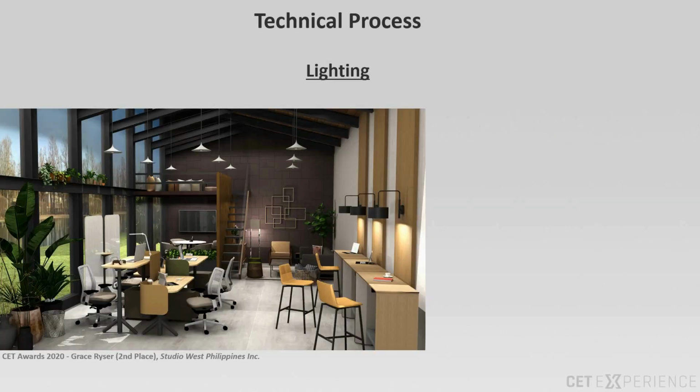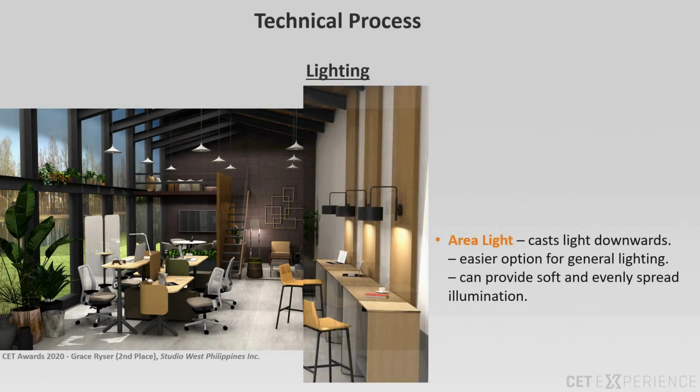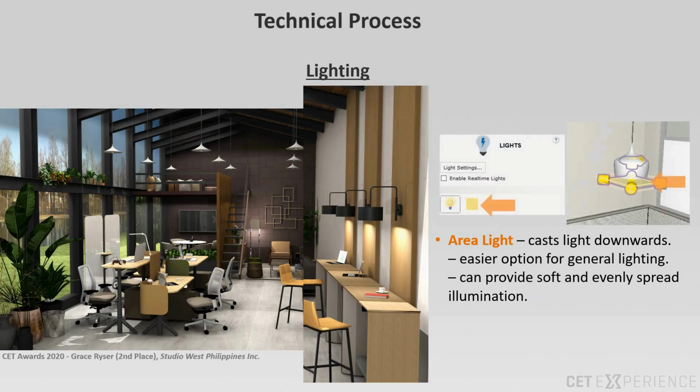Next is area lights. This projects light downwards and is an easy option for overall general lighting. It creates soft and evenly spread illumination throughout the space. Since it's a downward lighting source, it appears as a flat square or rectangle depending on how you'd place it. Some use it as an overall lighting by drawing it above an area like a huge box, but generally it's a great option for downlights, spotlights, or lamps without casting any shadow above, like in the lamps here in our colleague Grace's entry in CET Awards 2020.